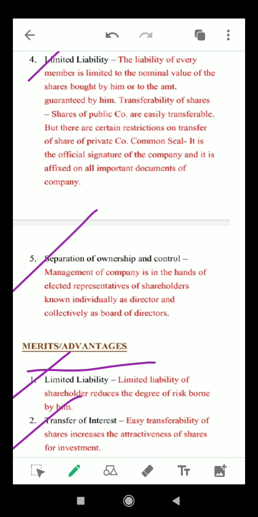On the other hand, we can say the partnership form of organization does not provide this type of free transferability of shares, but a joint stock company can.